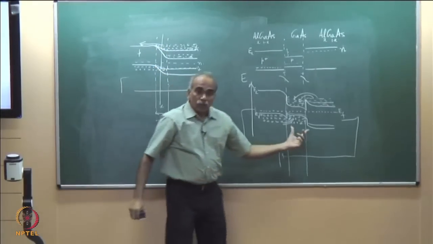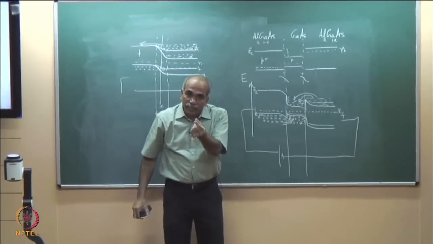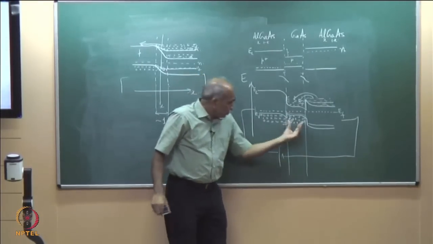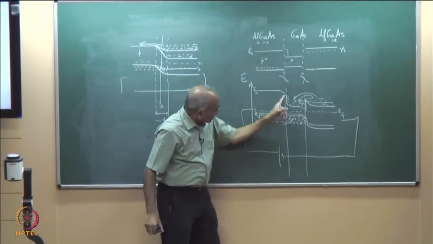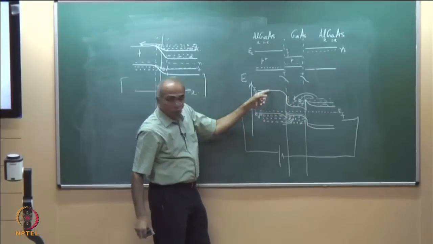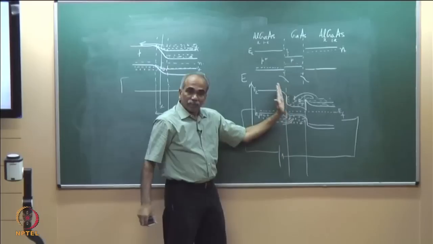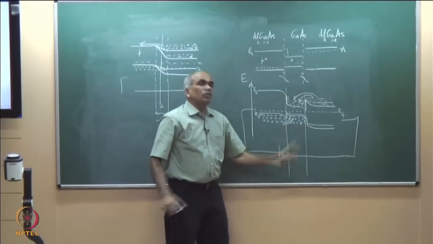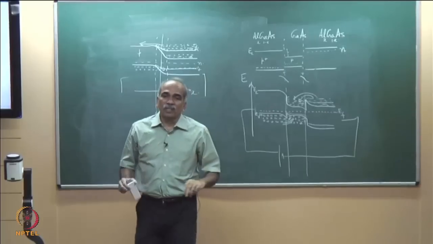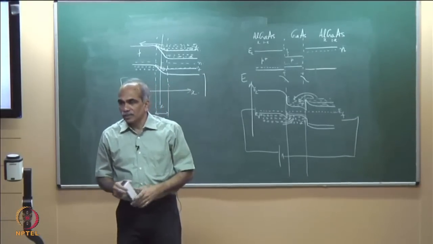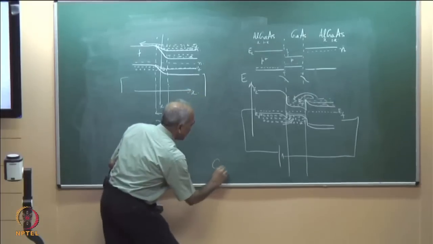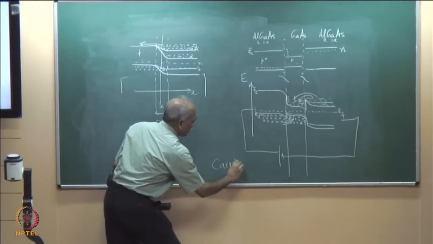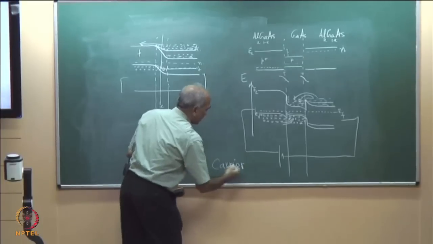In this case, because you have made this intermediate layer, and because of these barriers, the electron was not moving this side. Because of these barriers, the carriers are confined. This is a very, very important advantage of heterostructures. So, this is called carrier confinement. There are other advantages we will discuss later.